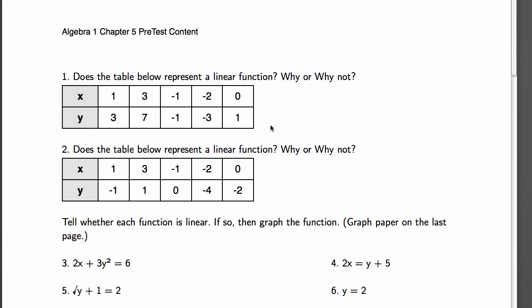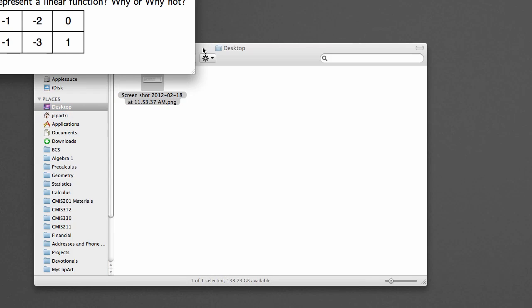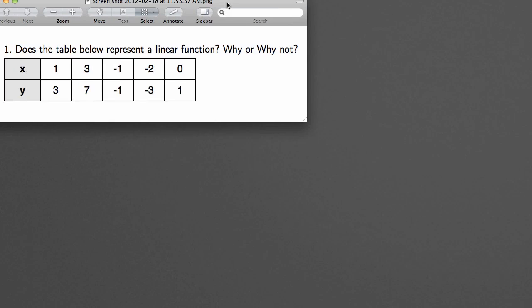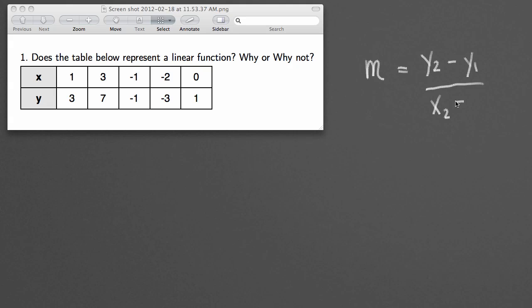What I'm going to do next is find the rates of change between all of the points. So I've got my snapshot here, and I'm going to close that window. The way that we find the rates of change is we use our slope formula, m equals y2 minus y1 over x2 minus x1. The y values are in the second row and the x values are in the first row.